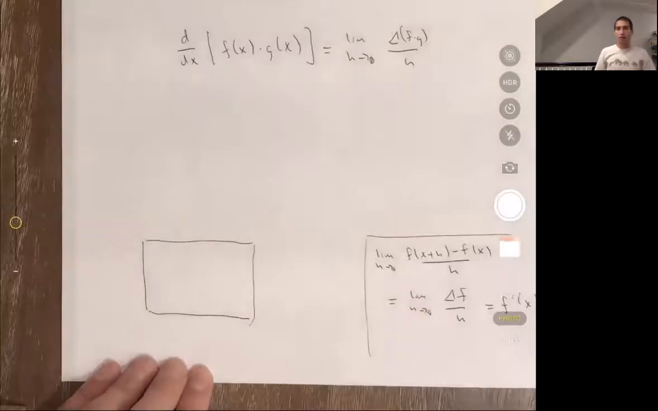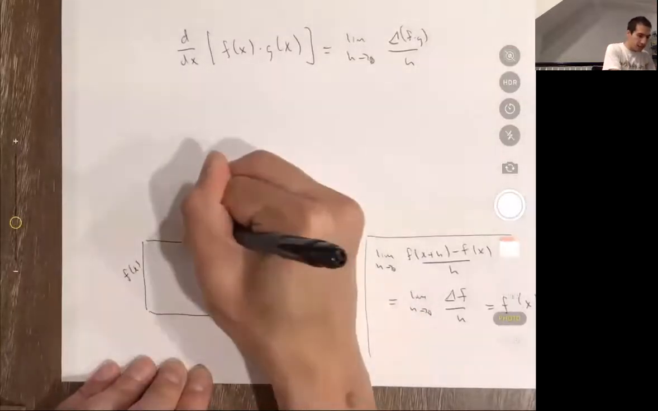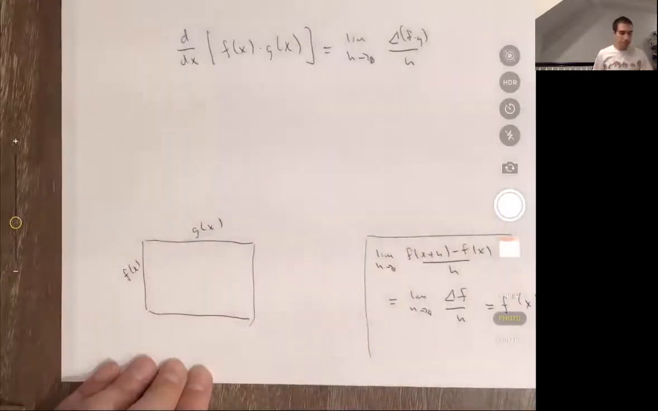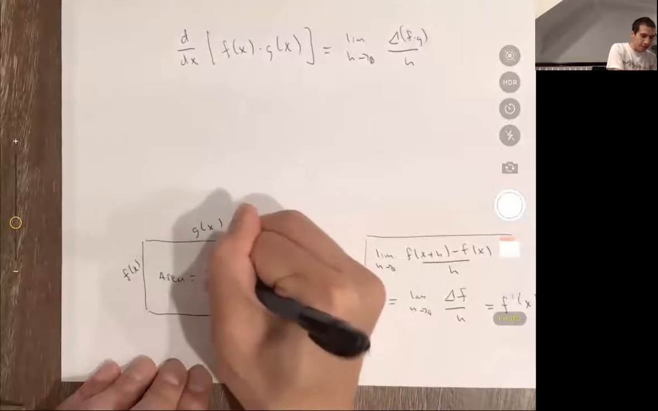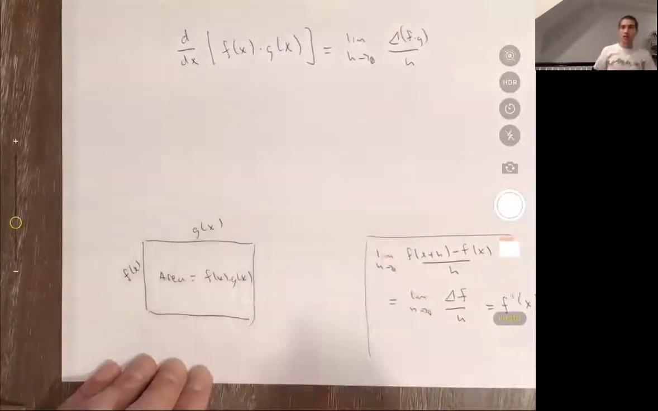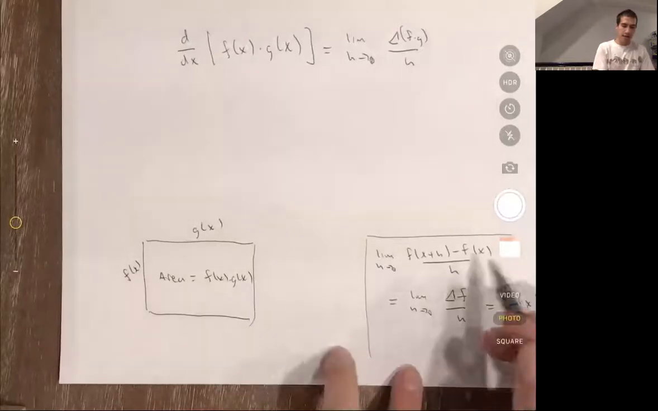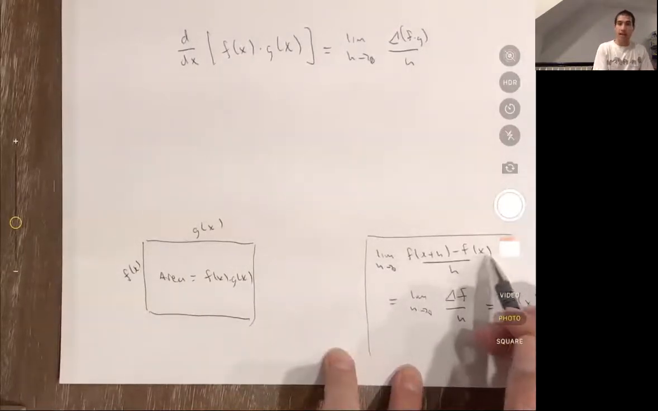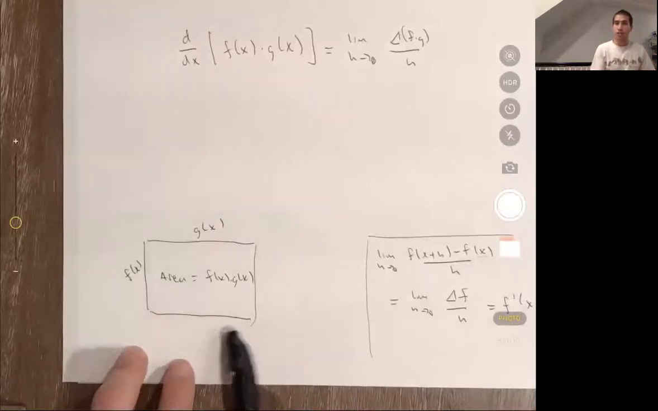So if I make a rectangle where one side has length f of x and one side has length g of x, then the area of this rectangle is f of x times g of x. So the area is f times g. So this is the value of my function at the beginning, right? So this is the beginning value. And now if I change x by a little bit, I want to know how does f times g change.